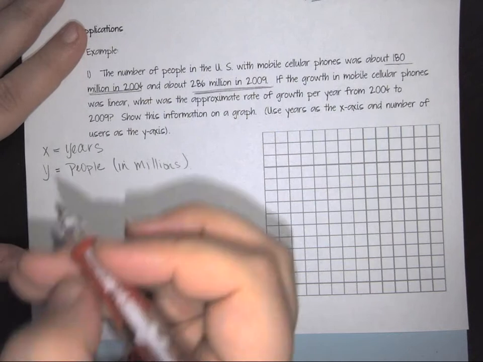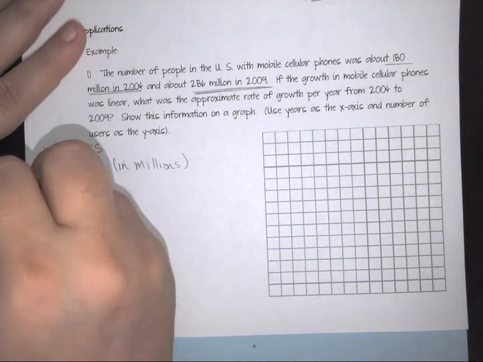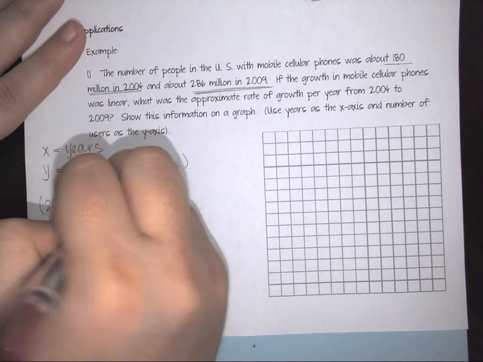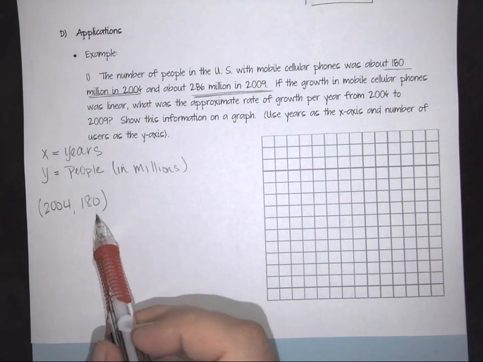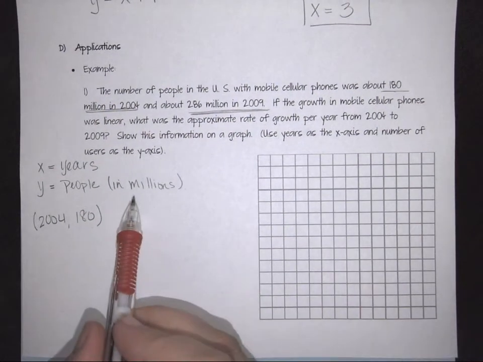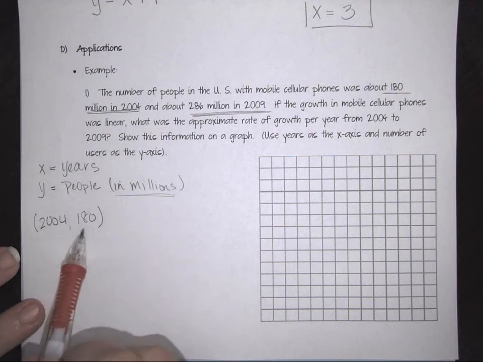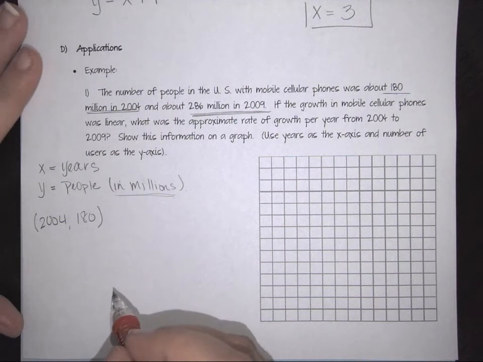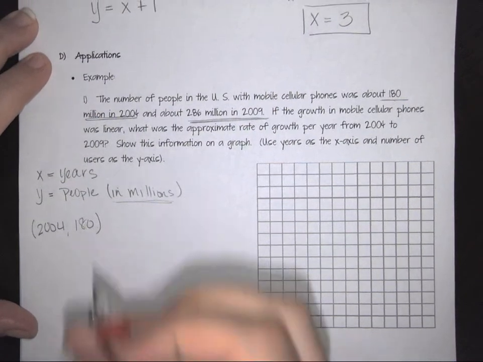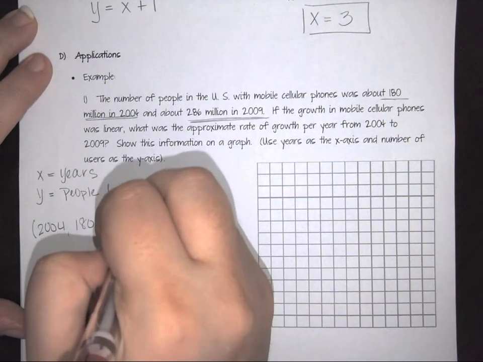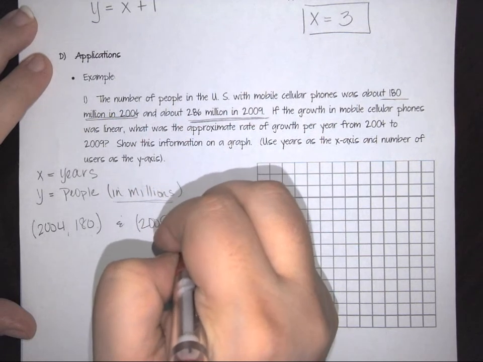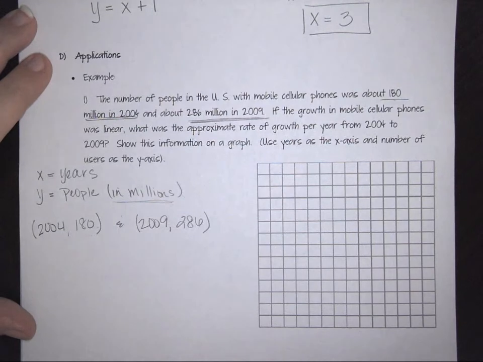So here what we actually have is the coordinate point 2004 and then 180. Now notice I'm not actually writing out 180 million because that's a lot of zeros. Instead, by making this statement here that we are in millions, that allows me to just simply use the digit that you see. So this is why I'm only using 180. Now the other point that I have is the point 2009 and 286 million.